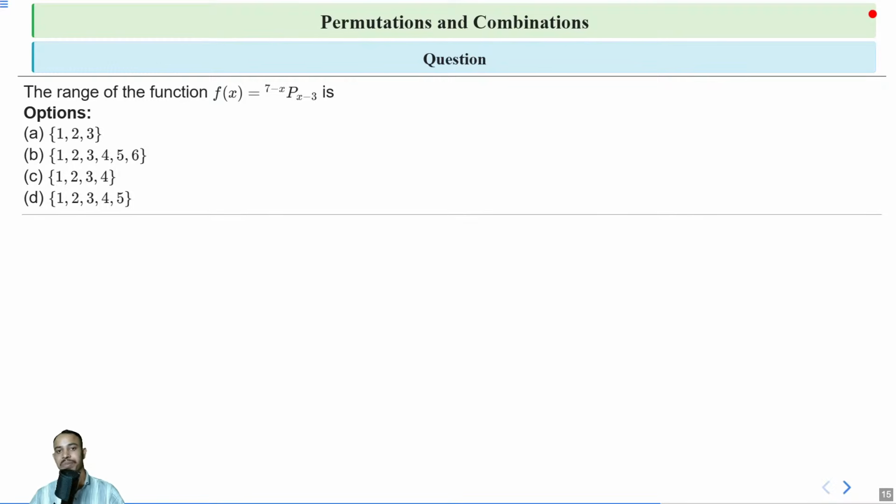Okay, and give your answer in the chat section. Please do it, everyone. Easy question, very easy question. Everyone do it and give your answer in the chat section.